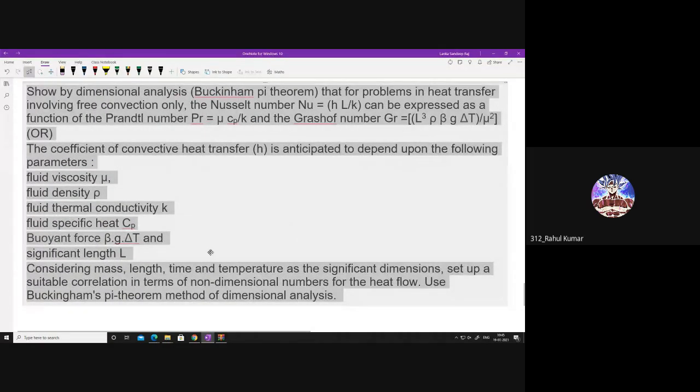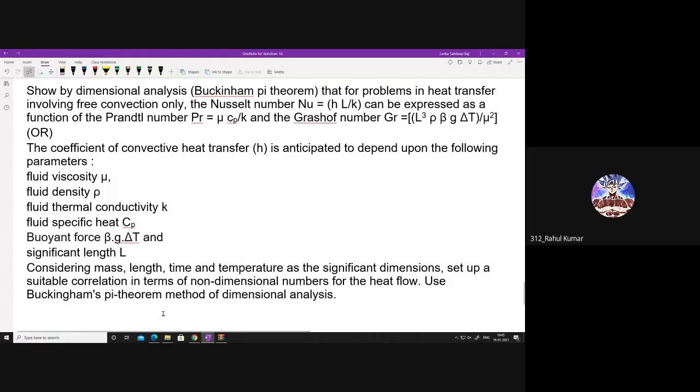So here he is giving a case for natural convection and asking you to do it. What you have to do is take the appropriate numbers here. This is 1, 2, 3, 4, 5. See, beta G is taken as one term, so this is the sixth term, and the delta T is taken as the seventh term. This is taken as the eighth term. So what is n here? n is equal to 8.